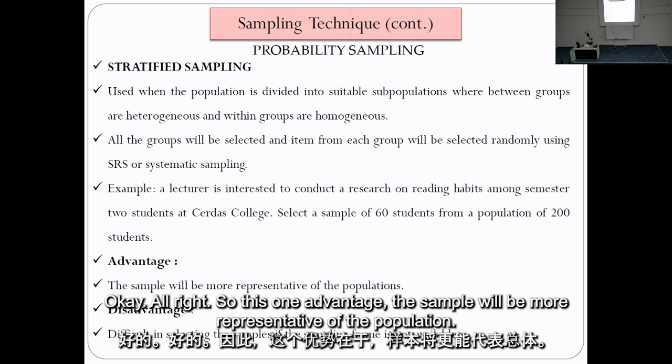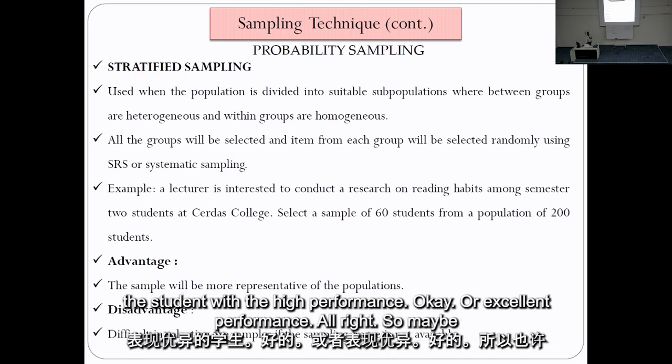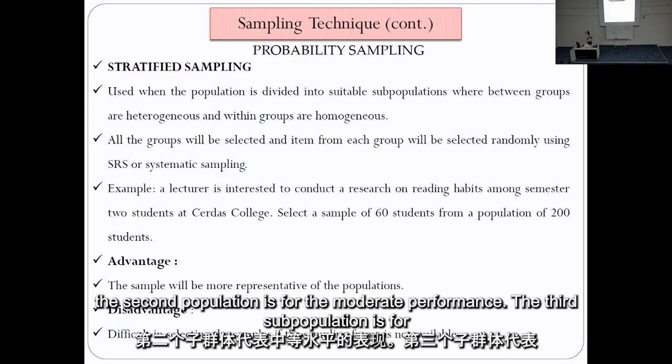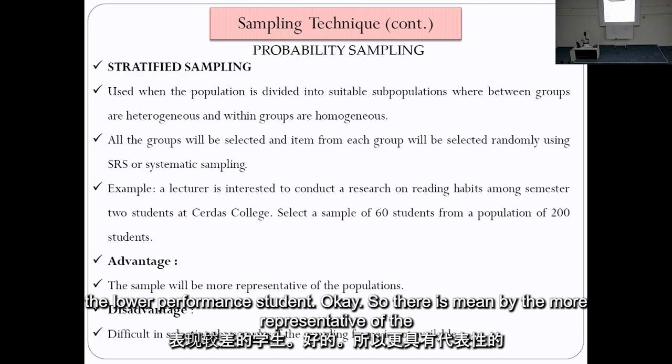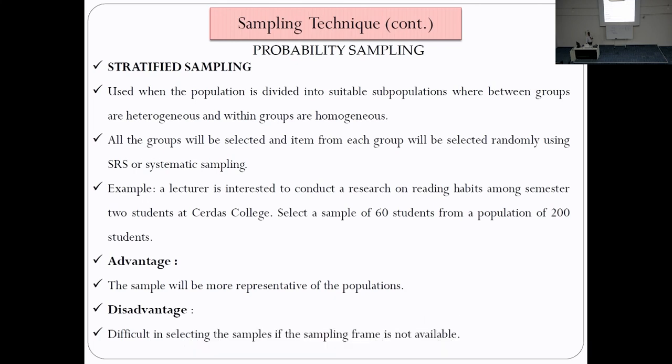The advantage is that the sample will be more representative of the population. What do we mean by representative of the population? The first subpopulation is the students with high or excellent performance, the second is for moderate performance, and the third subpopulation is for lower performance students. That is what we mean by more representative of the population, rather than combining everything together.